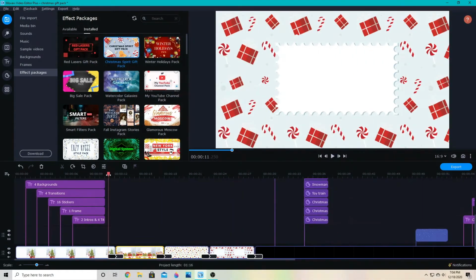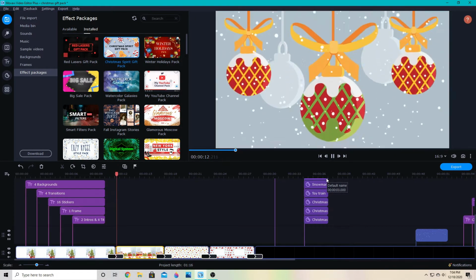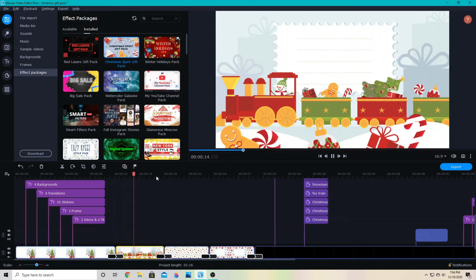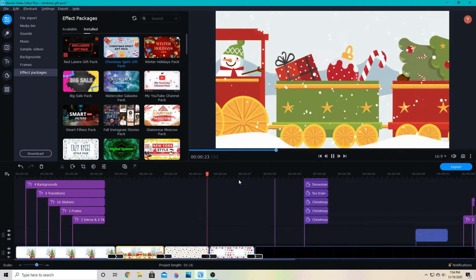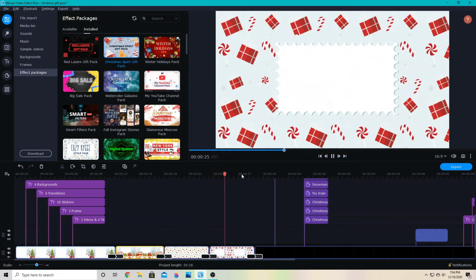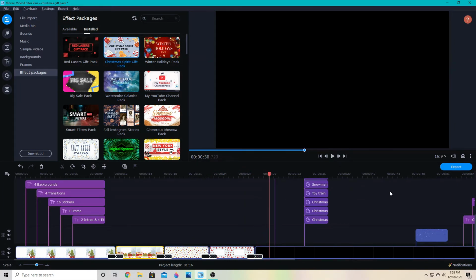Then we also have the 4 transitions. So the first transition is like this with Christmas ornaments dropping in, and then we have this one here, train, and presents. Then this comes with 16 stickers, so it comes with several stickers, but none of them move.